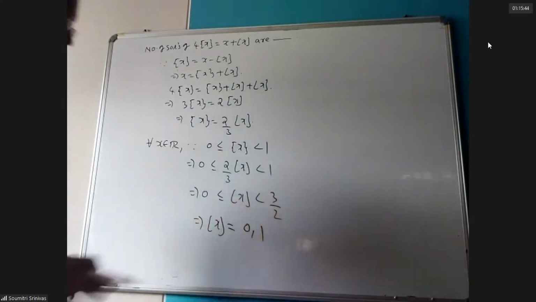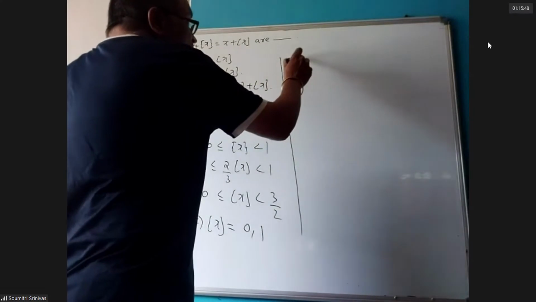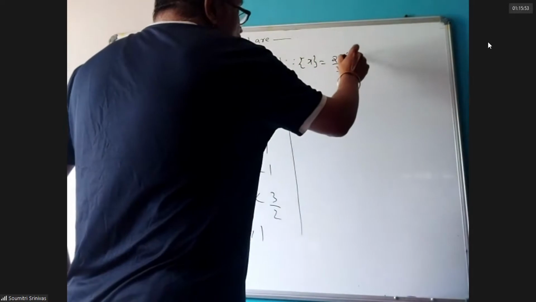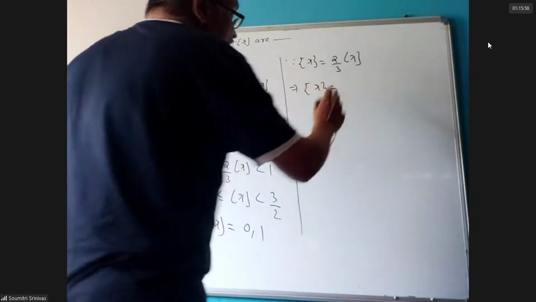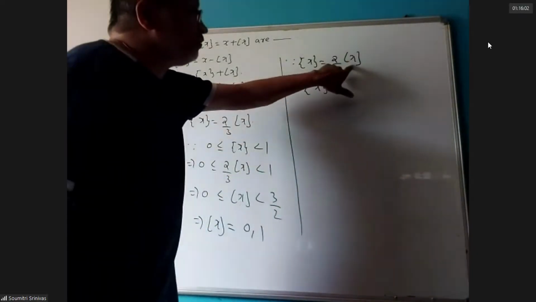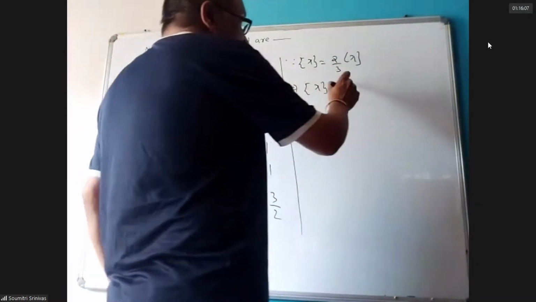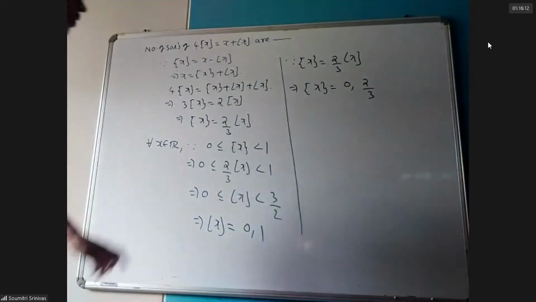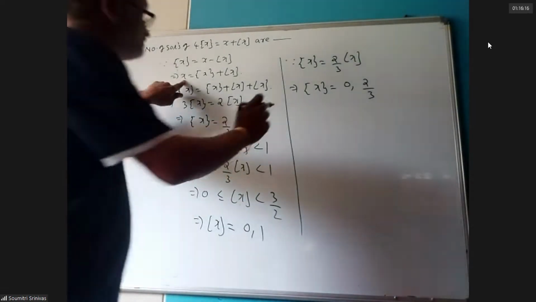Substitute now. What is fractional part of x? 2 by 3 step x implies fractional part of x is equal to step x values we got, 0 and 1. Put a 0, you will get 0. Put a 1, you will get 2 by 3. So what is fractional part of x? 0 and 2 by 3.